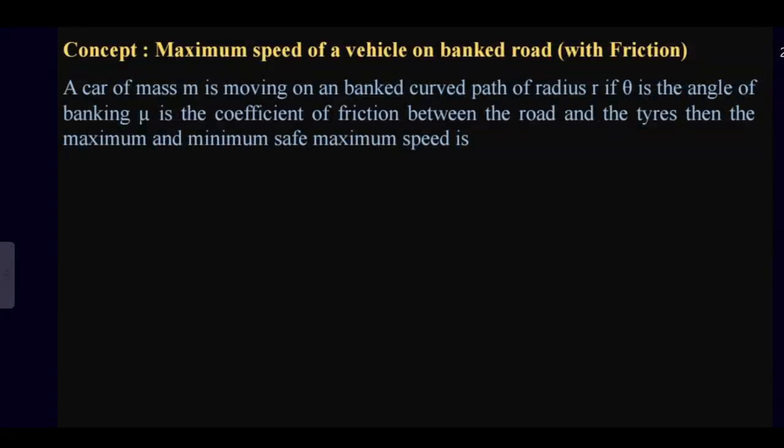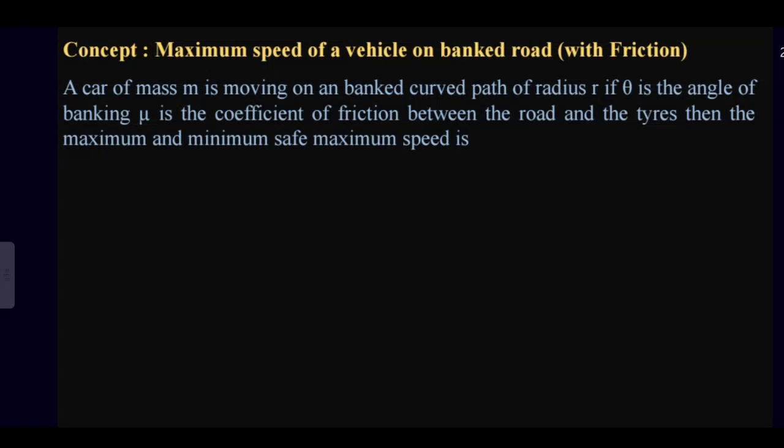Now let's see this thing. Maximum speed of a vehicle on a banked road with friction. Here previously we have seen banking without friction, and friction without banking. Now in this case both are there. Friction is there, banking is also there. That we need to focus on.